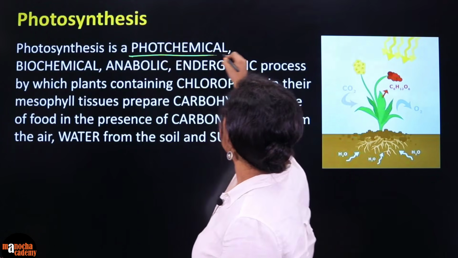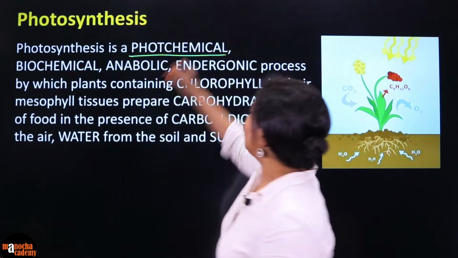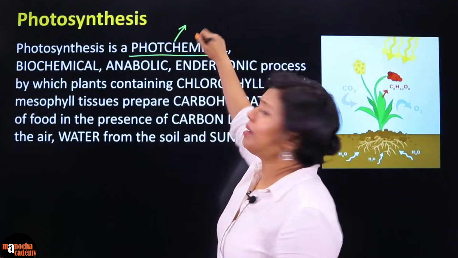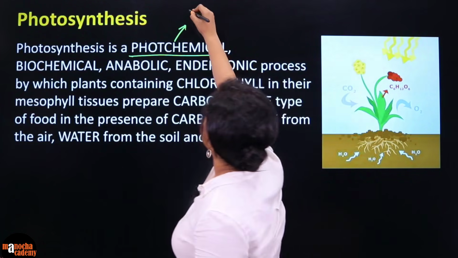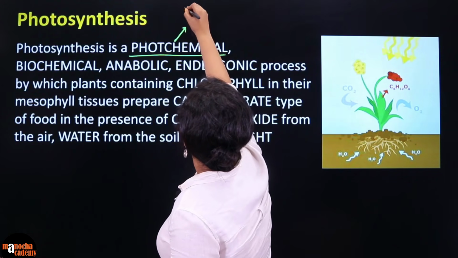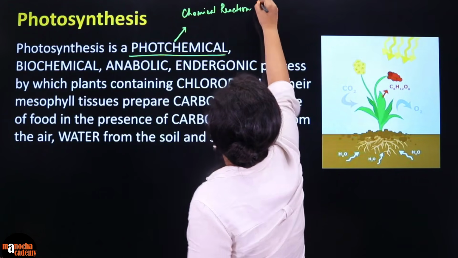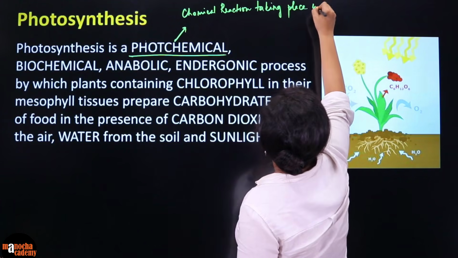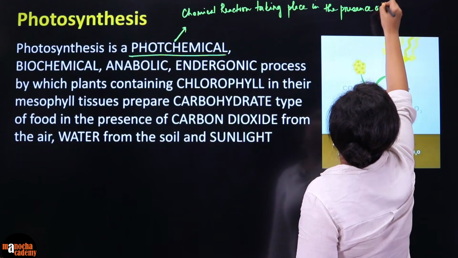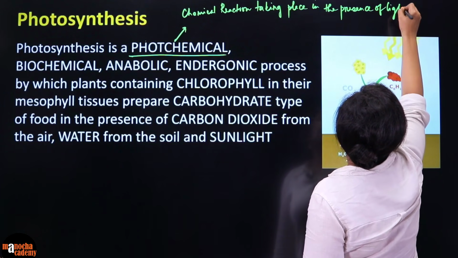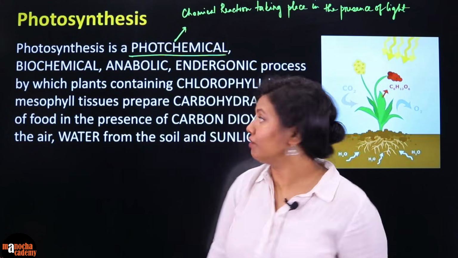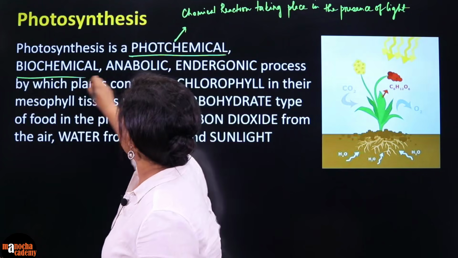Photosynthesis is a photochemical process. Let's take these words one by one. What is the meaning of photochemical? Photo means light, chemical means a chemical reaction. So it is basically a chemical reaction taking place in the presence of light. That is why it is called photochemical. Photosynthesis will not take place in the absence of sunlight. It is a biochemical reaction.